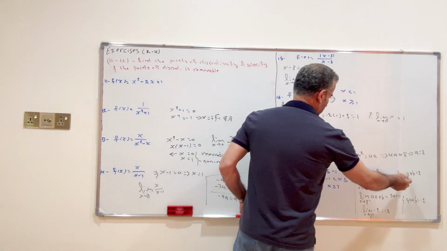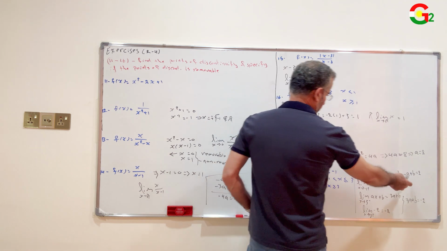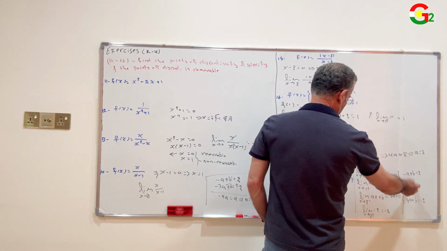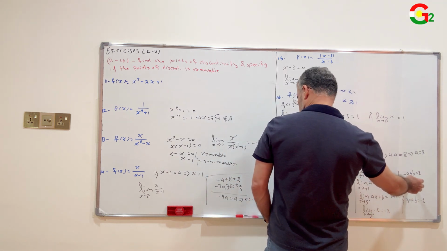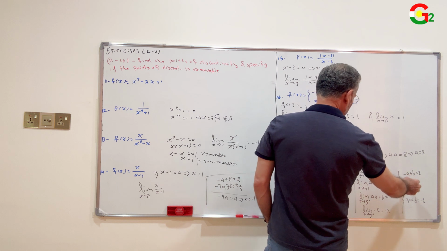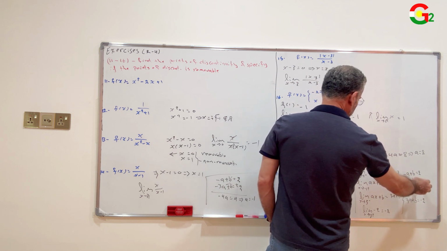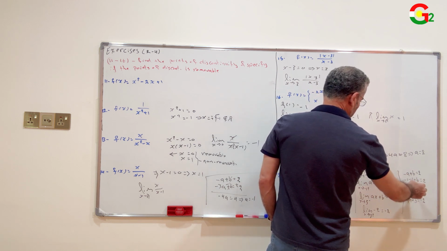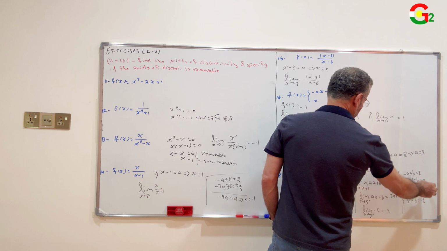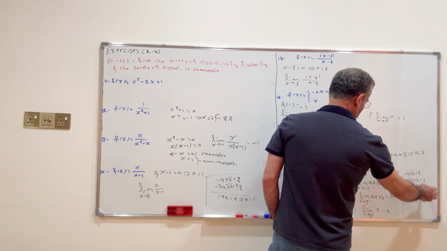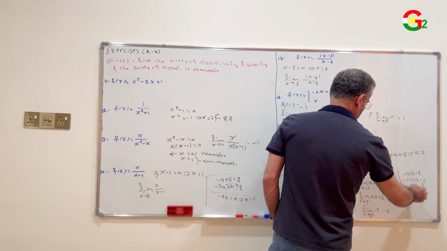Substitute in this equation or in this equation to find the value of b. -1 plus b equals 2, 1 plus b equals 2, b equals 2 minus 1, which is 1.